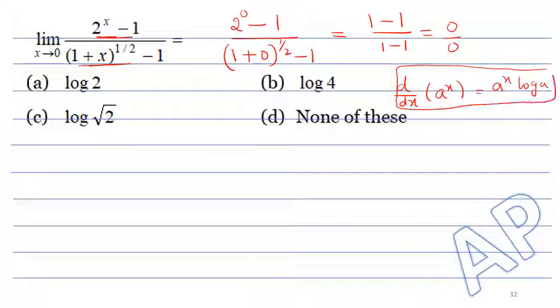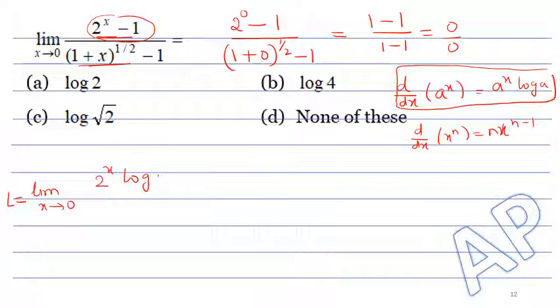Derivative of a to the power of x is a to the power of x log a, and d by dx of x to the power of n is n x to the power of n minus 1. So now this given limit, that is limit as x tends to 0, and we have in the numerator 2 to the power of x minus 1. When you differentiate 2 to the power of x, you will get 2 to the power of x into log 2 divided by the derivative of 1 plus x to the power of 1 by 2, which is 1 by 2 into 1 plus x to the power of minus 1 by 2, minus 0.